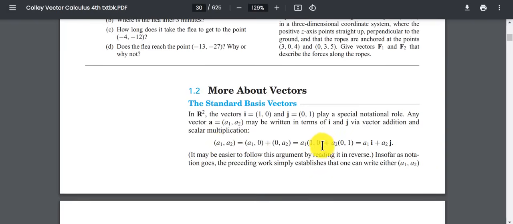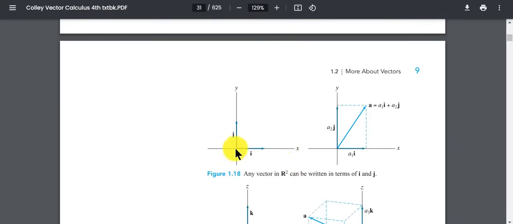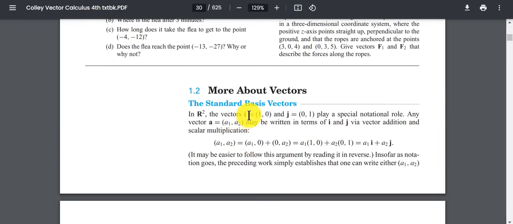Oh, I'm sorry, I forgot to say, what are the coordinates of I? So the coordinates of I are, we go 1 unit in the x direction, so it's 1, comma, 0. We don't go any units in the y direction. So the coordinates of this are 1, comma, 0, or we can say the vector is 1, comma, 0. And how about this one? This is j, it's 0, comma, 1. So, okay. I is 1, comma, 0, and j is 0, comma, 1.